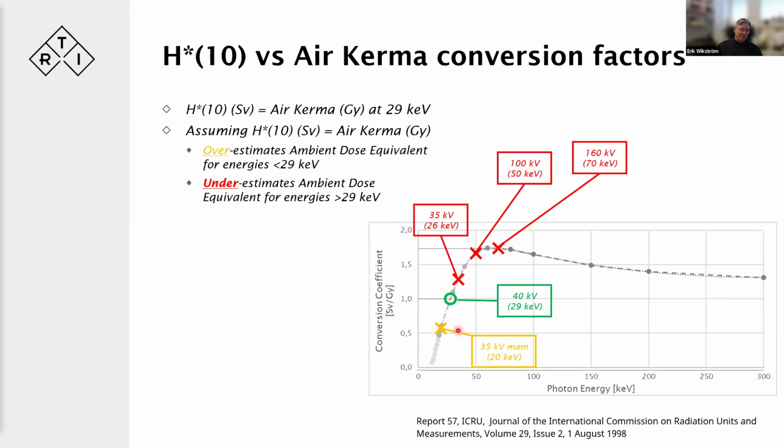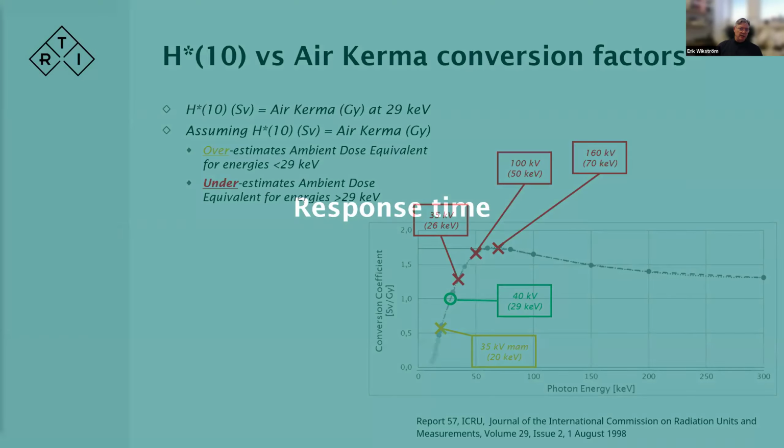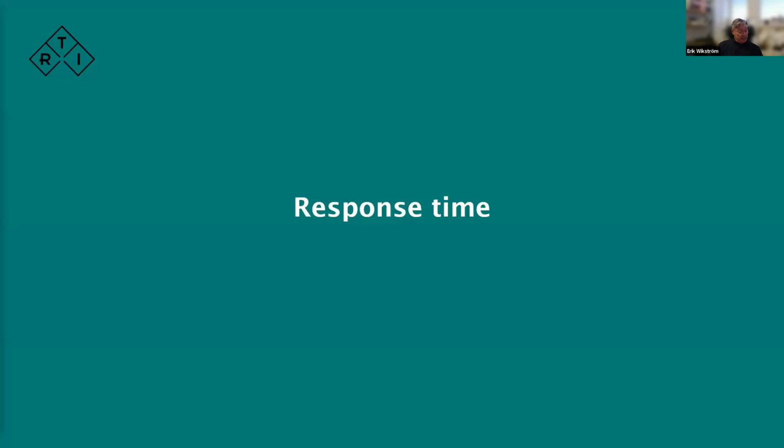If we're looking at energies below 29 keV, it will overestimate the ambient dose equivalent. And if the energies are above, we're looking at an underestimation of the ambient dose equivalent. So we need to know what we're doing when we're trying these exchanges or equations. Right, so that's the energy dependence.